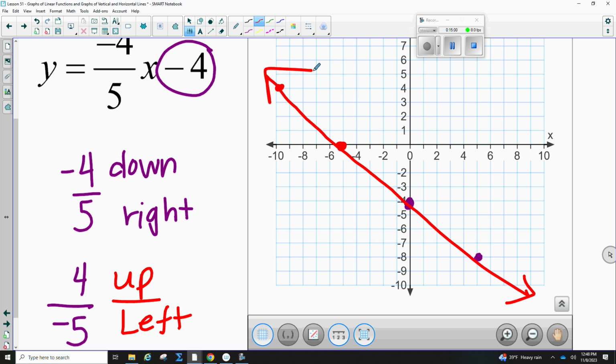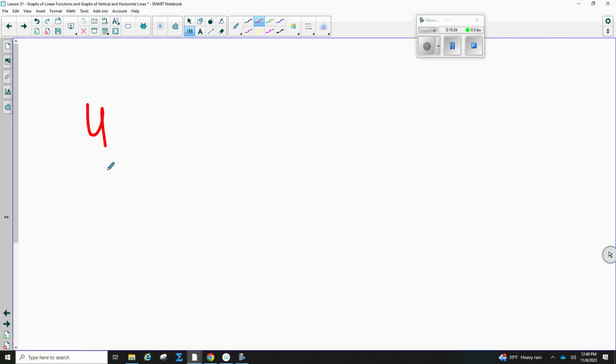Real quick, if I have y equals 3x plus 2, what's the y-intercept? 2. And the slope is 3, right? However, if you are going to graph it, you need to make it a fraction. So just put it over 1 if it's a whole number, which means up 3, right 1. Everybody good?